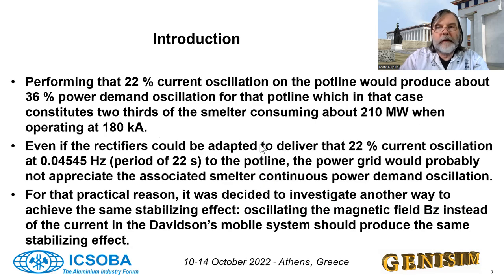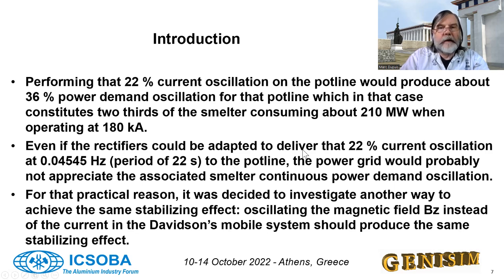But oscillating the current in the pot line is kind of difficult to do, because if you're doing this 22% oscillation of the pot line current, you need to oscillate the power of the smelter on the grid by 36%, and normally the smelter consumes about 210 megawatts. So the grid will not be very happy with the smelter doing this kind of oscillation on its demand. So that might be a reason why you don't want to stabilize your cell this way.